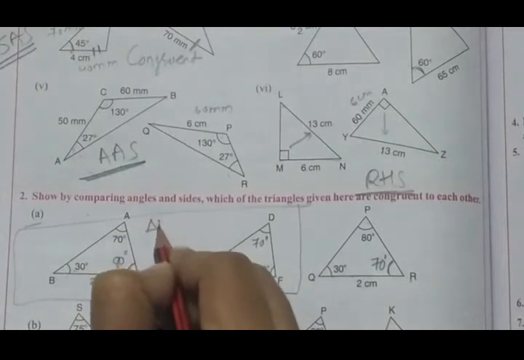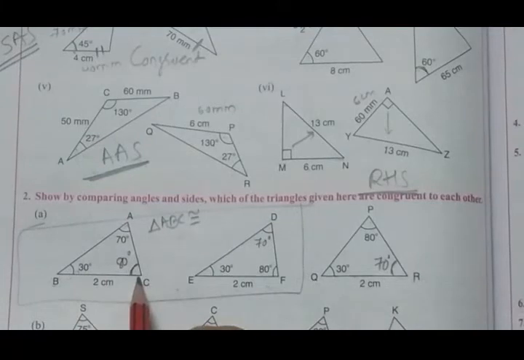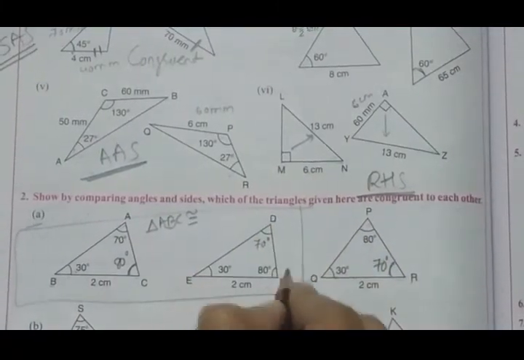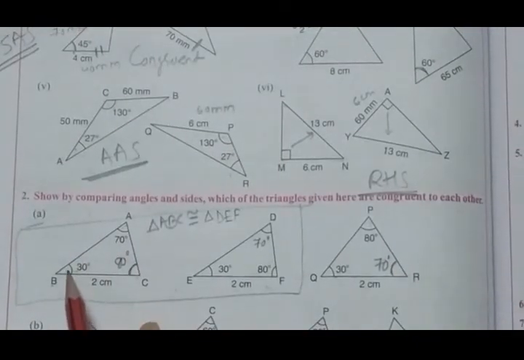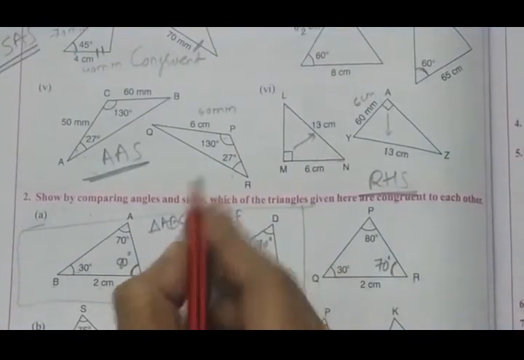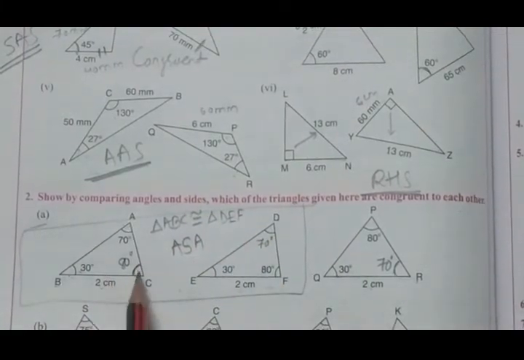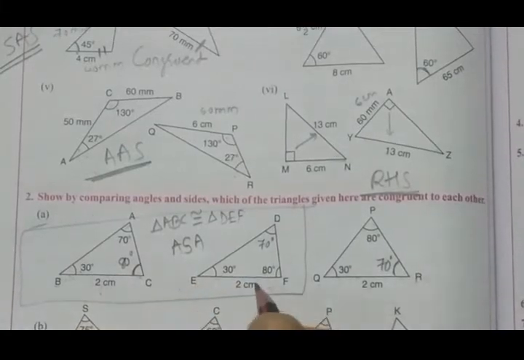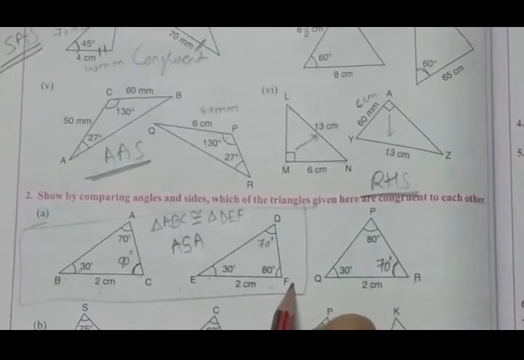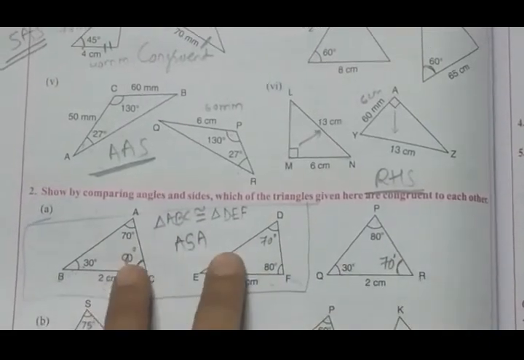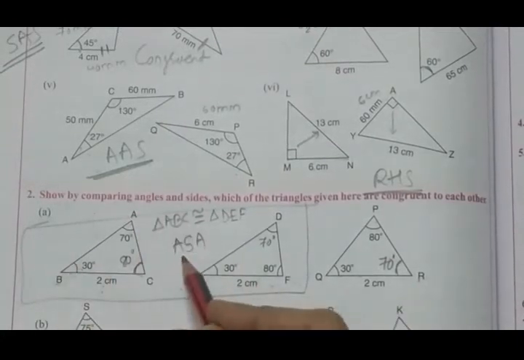This triangle ABC is congruent to triangle DEF. Why? Because you can say angle side angle. The one angle, included side and another angle of this triangle correspond to one angle, side and another angle of the triangle DEF. So only these two are congruent, not this one. So these two are congruent by using ASA criteria.